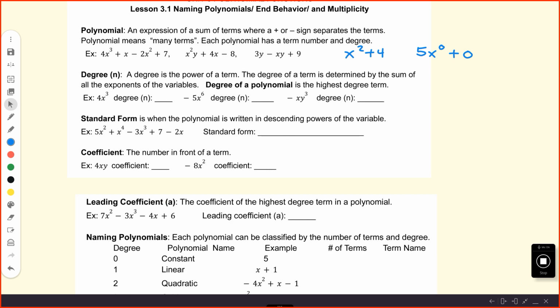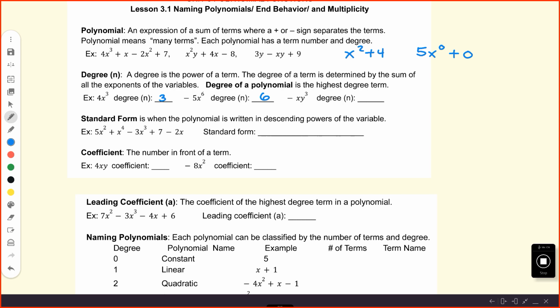Now, degree. A degree is the power of a term. So for example, if you have 4x cubed, what is the degree? 3. Take note that for this unit, we're going to denote degree as n. So if you see small letter n, that means we're talking about the degree of the polynomial. So what is the degree of negative 5x to the 6? 6.